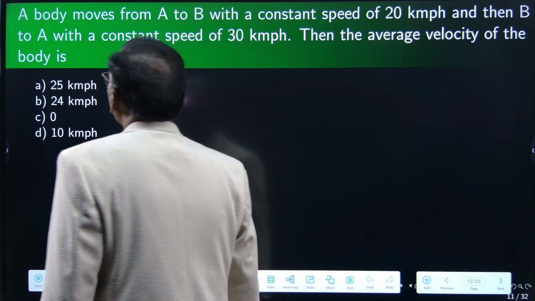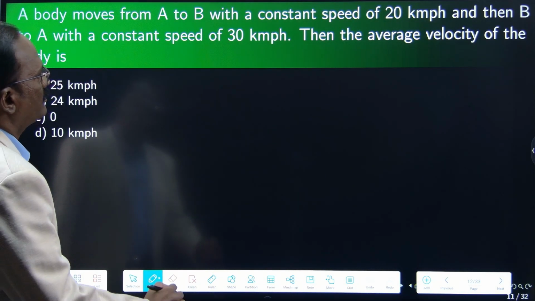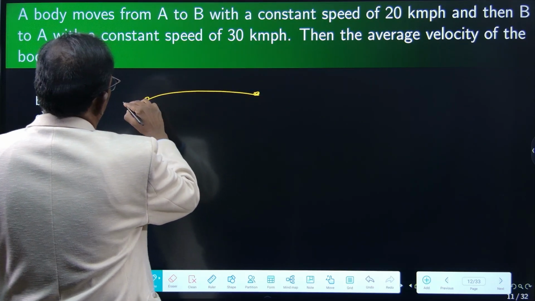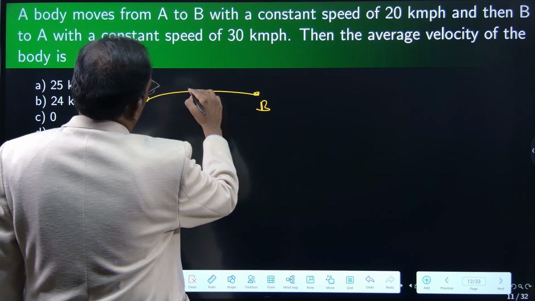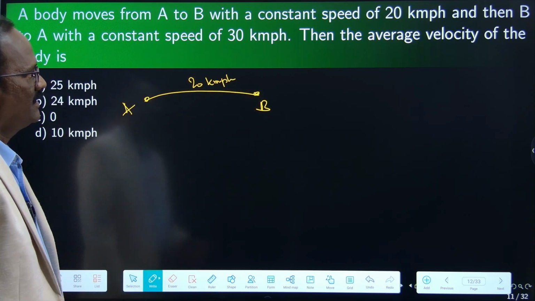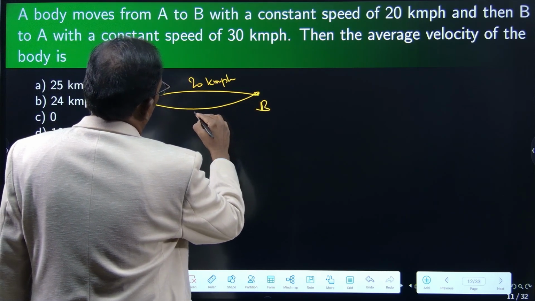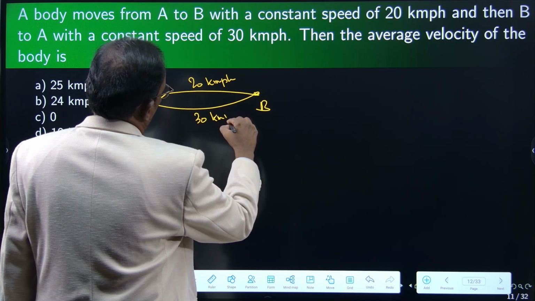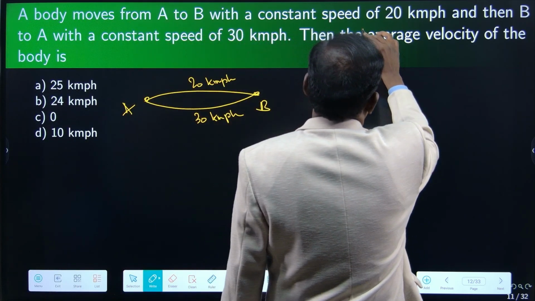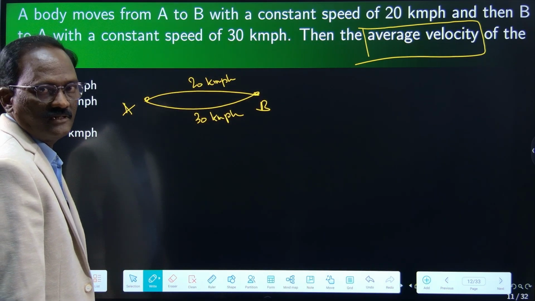Next question. A body moves from A to B with a constant speed 20 kilometer per hour, and then B to A with a constant speed 30 kilometer per hour. Then the average velocity, not average speed, average velocity of the body is what?